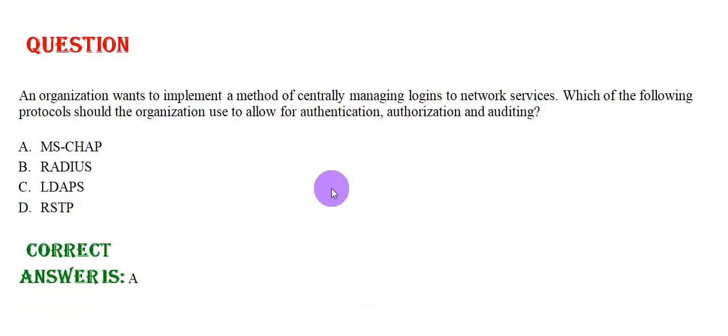An organization wants to implement a method of centrally managing logins to network services. Which of the following protocols should an organization use to allow for authentication, authorization, and auditing? Option A, MSCHAP. Option B, RADIUS. Option C, LDAPS. And option D, RSTP. The correct answer is option A.